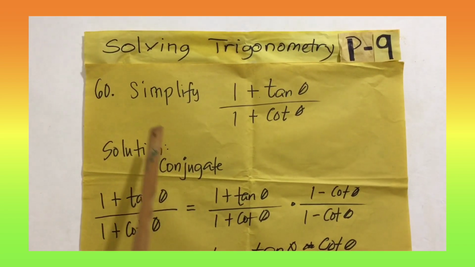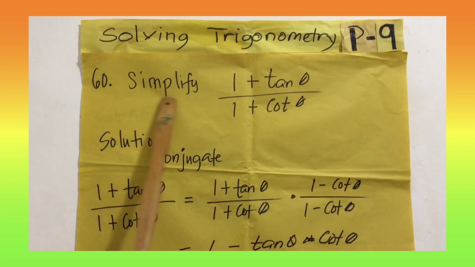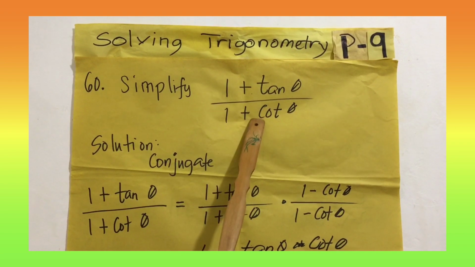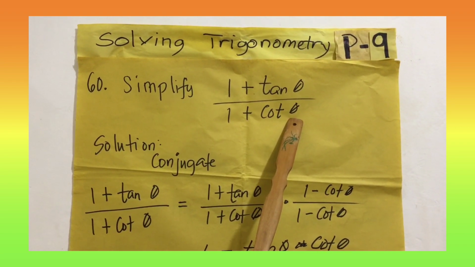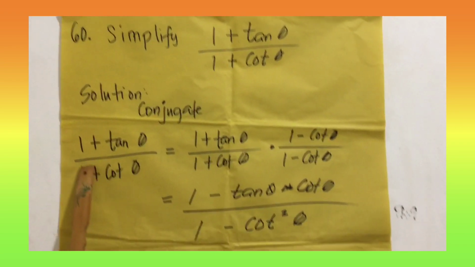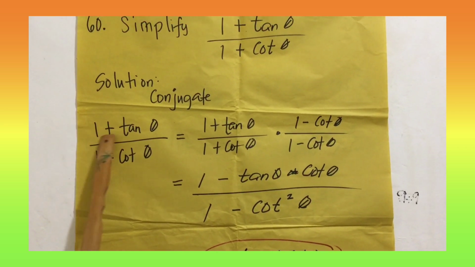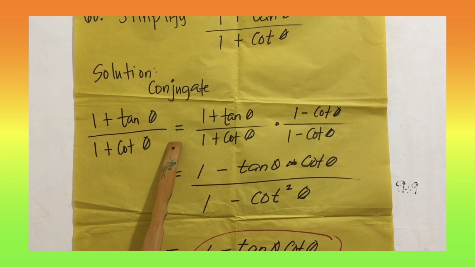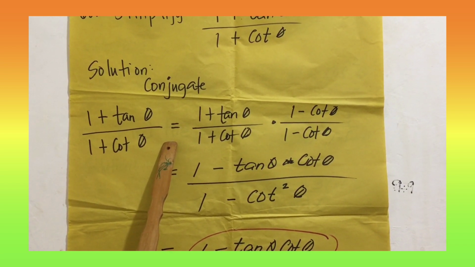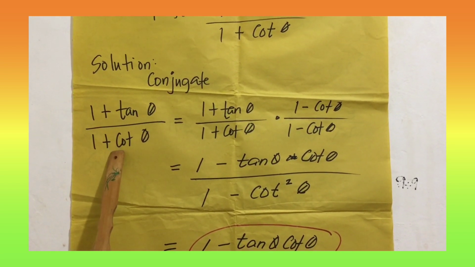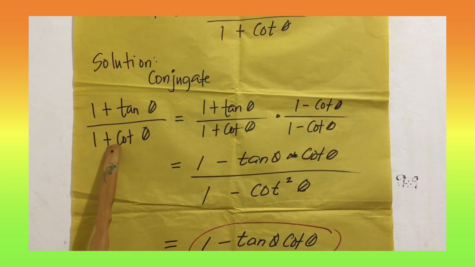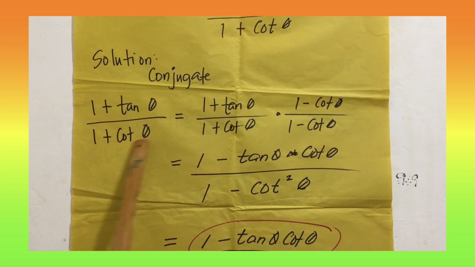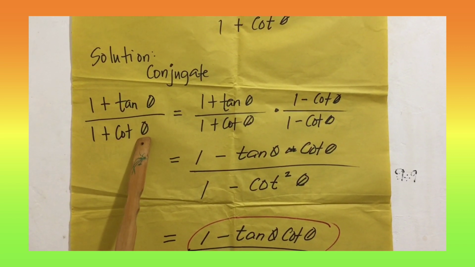Okay, we are now at number 16 problem. Simplify 1 plus tangent theta over 1 plus cotangent theta. Our solution, we have to copy first the question. 1 plus tangent theta over 1 plus cotangent theta equals to, our first step is to conjugate the denominator. So we have 1 plus cotangent theta, the conjugate of this is negative 1 negative cotangent theta.